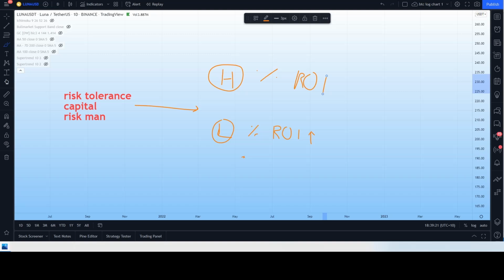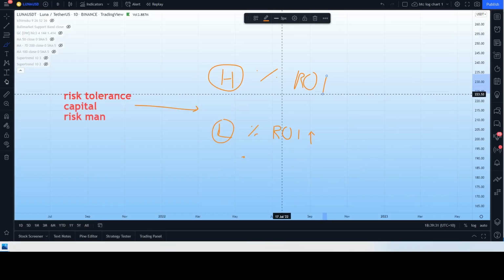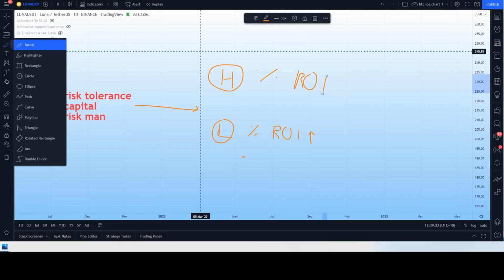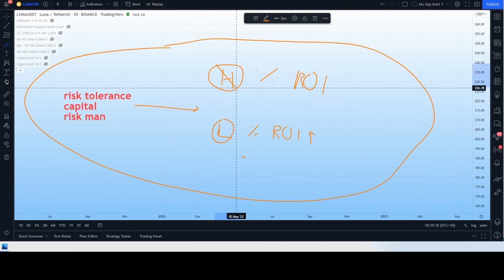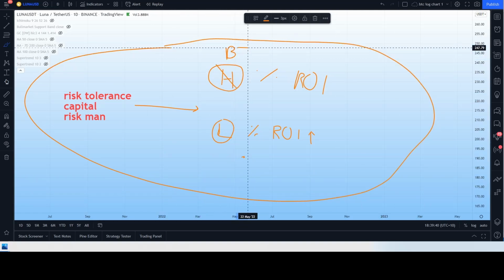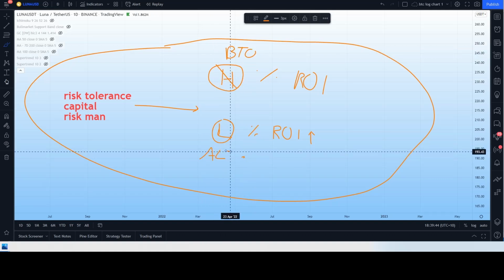And the next question, we're going to go ahead and bring it up on the screen here, is from PP. He asks, on this drop, should we dollar cost average into Bitcoin first and then leave the altcoins alone, or do we get into Bitcoin as well as alts? So it is exactly the same principle as here, P. It's basically the same thing. We're just going to change this high cap to Bitcoin and the low cap to altcoins. And then now you can apply exactly the same principle.